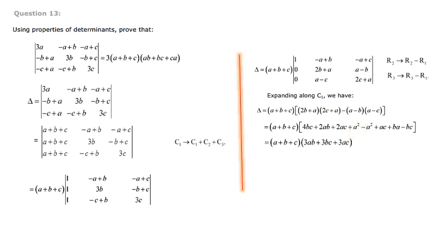Plus a square minus a square will be cancelled. So we will get the answer as a plus b plus c into 3ab plus 3bc plus 3ac. There is a 3 common in the second term. We can take 3 outside, 3 into a plus b plus c into the remaining term, ab plus bc plus ca, because 3 is outside. So the final answer becomes 3 into a plus b plus c into ab plus bc plus ca. Hence the given result is proved.